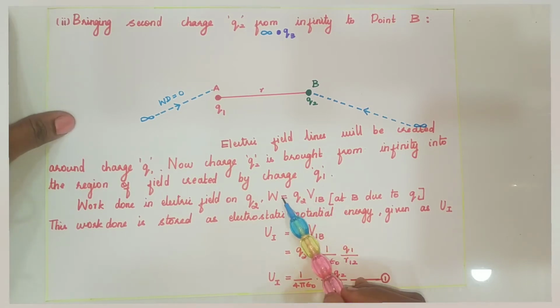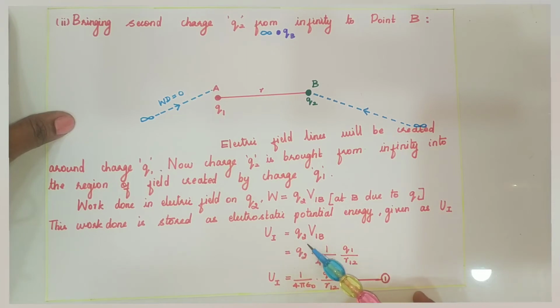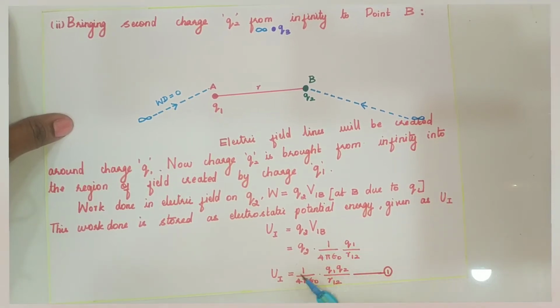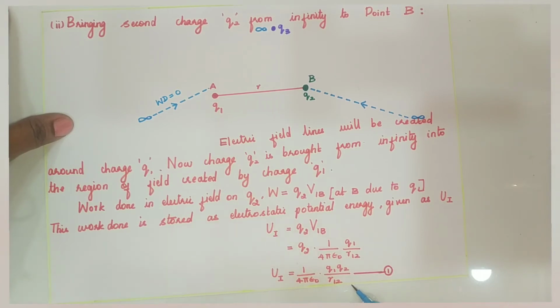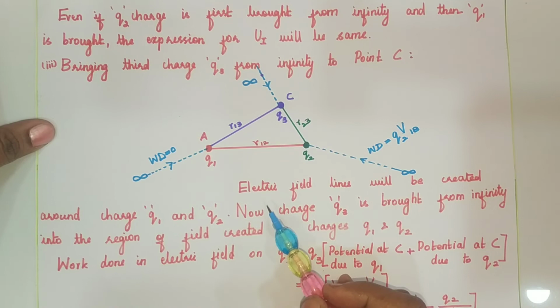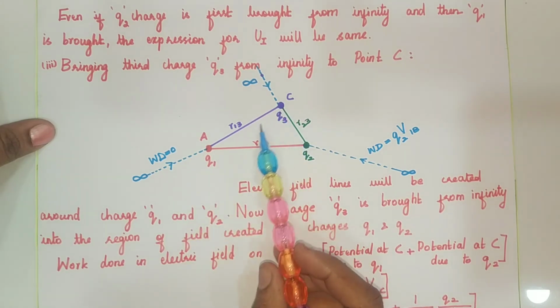So, this work done is nothing but the electrostatic potential energy stored. So, we can write W is equal to U1 is equal to Q2 V1B. For V1B, we substitute this expression and I get U1 to be 1 by 4 pi epsilon naught Q1 Q2 by R12. Now, I am going to bring the charge Q3.